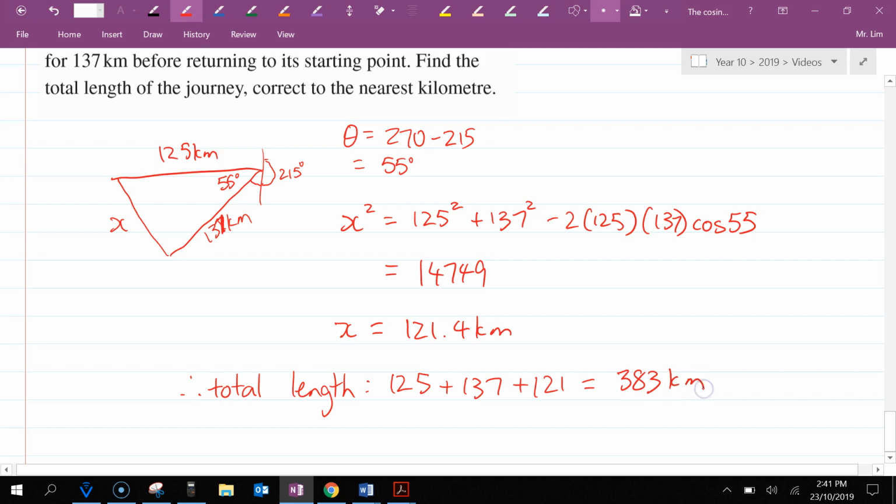kilometers. So now you should know when to use the sine rule and the cosine rule, what the 2 formulas are for finding an unknown side and an unknown angle, and how to find an unknown side and unknown angle using the cosine rule. And that's it for this video.